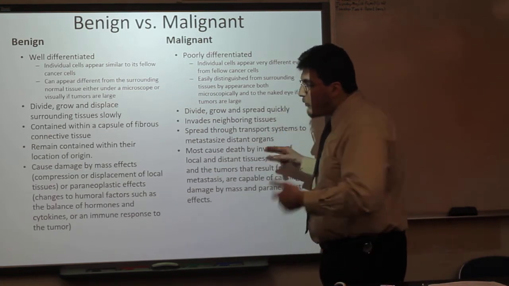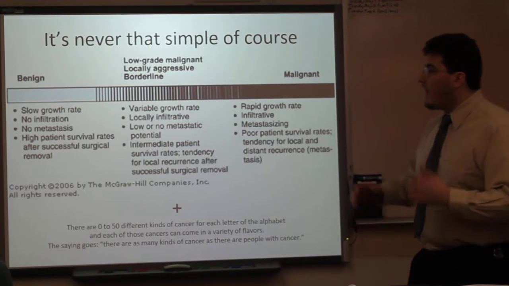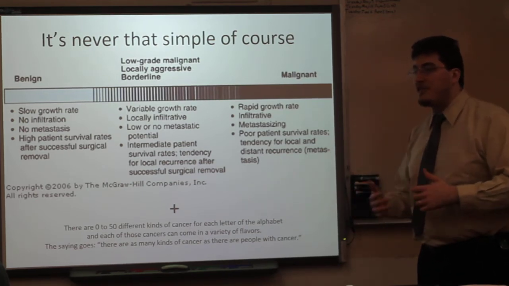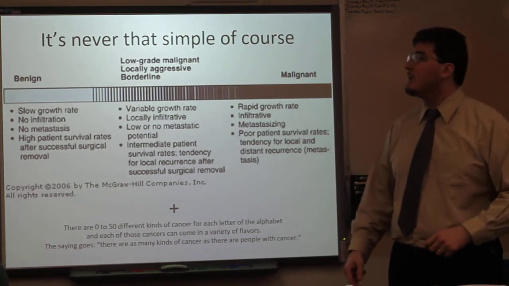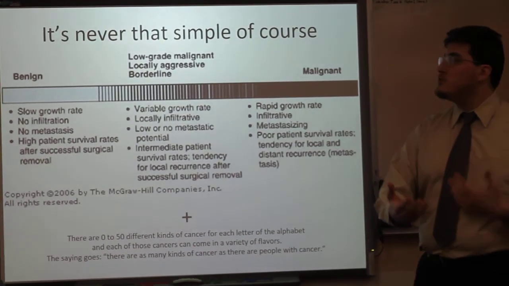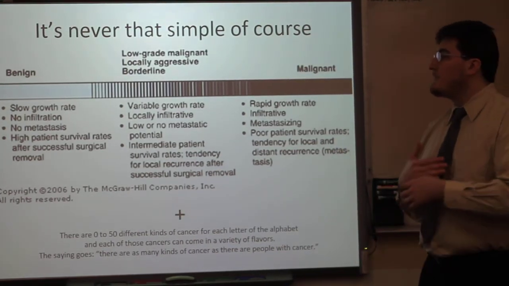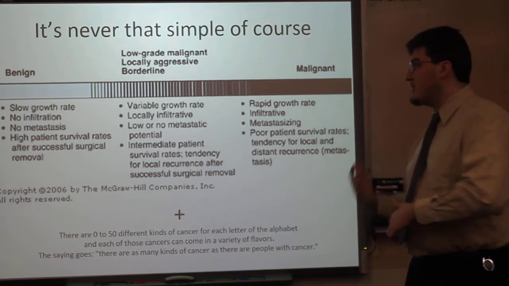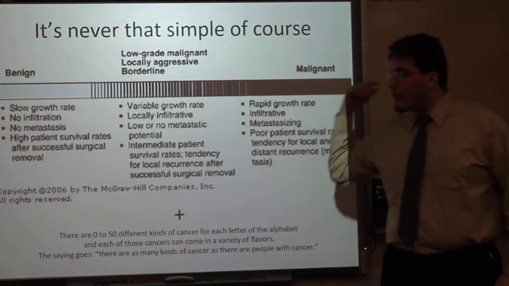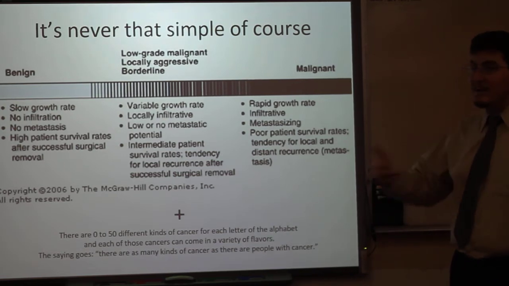But before you get too confident that you now know everything there is to know about benign and malignancy, understand that benign and malignant exist on a spectrum. There is no one thing where you say, well, that's benign and that's malignant. There is definitely a gray area where you have locally aggressive benign tumors or low-grade malignant or borderline tumors, and you've got variable growth rates, local infiltrations, intermediate patient survival rates, and the like. And there are many different kinds of cancer for each letter of the alphabet.